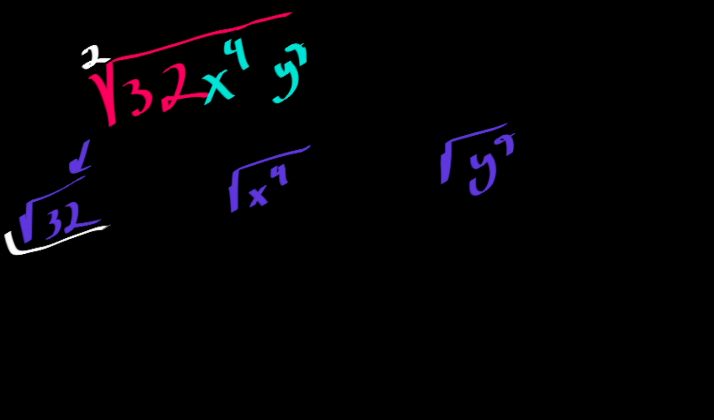So now, breaking down the square root of 32, we'll do the variables in a second, but let's just handle this part first because hopefully this is the easiest part for you.